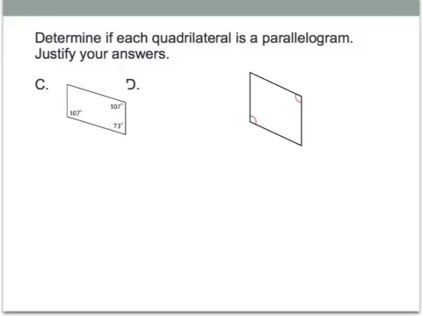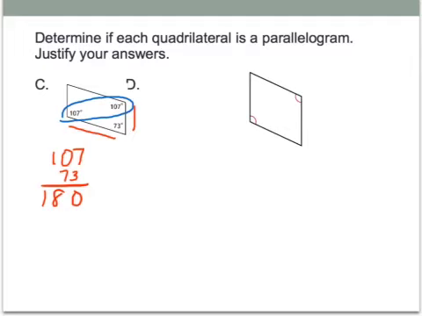The last two examples say determine if each quadrilateral is a parallelogram, and then justify your answers. So they want you to justify your answers based on the 4 conditions from before. Well, on C, we see that opposite angles are congruent. And then we need to check that consecutive angles are supplementary. And you need to check both pairs of consecutive angles. Well, obviously, if it works for one pair, it's going to work for the other. 107 plus 73, and we get 180. So yes, consecutive pairs are supplementary, so then I could say that C is a parallelogram.